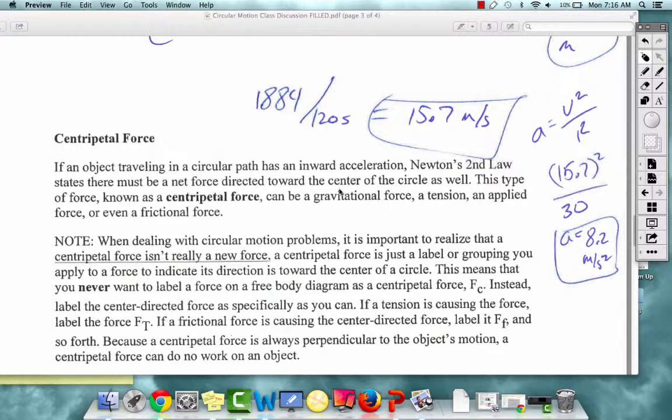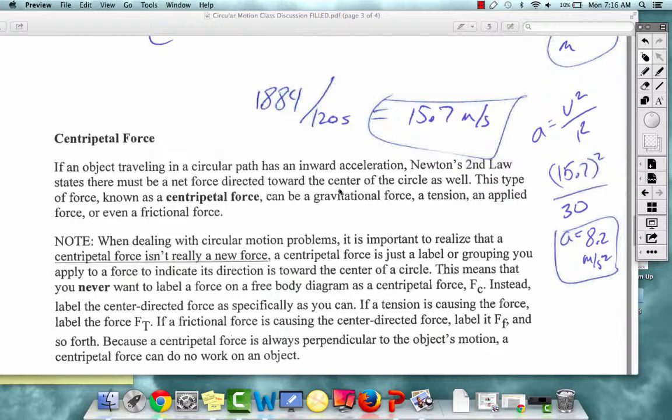What's interesting is the centripetal force isn't really a new force. I don't want you to think of it as a new force. Instead, the centripetal force is provided by one of the forces we've already talked about. It could be gravity, it could be tension, it could be an applied force, it could even be the frictional force. Just for example, the Earth stays in orbit around the sun due to the force of gravity. The centripetal force is being supplied by the force of gravity. That's why we stay in orbit around the sun. Without gravity, we'd fly off into outer space.